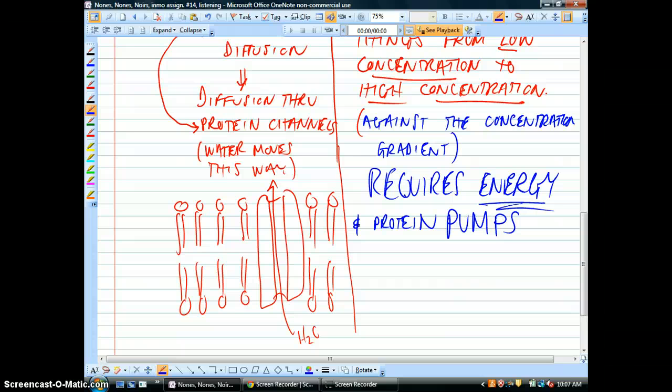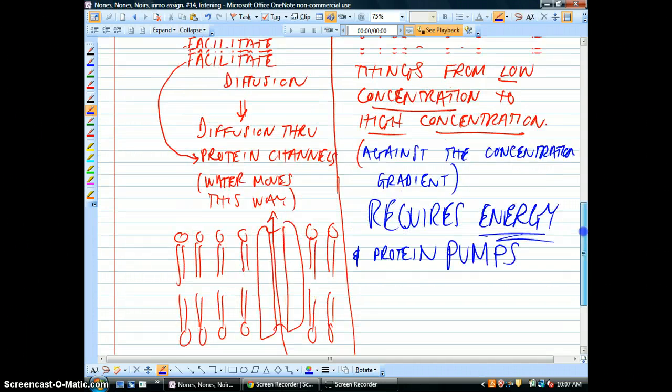Let's say your cell wants to get something in it, like maybe some glucose that it doesn't have. It could pump it in there. But it takes energy to do that. So we have something called protein pumps and protein channels. Protein pumps are sometimes used to set up a concentration gradient. And this gets pretty complicated, but we'll talk more about that later.